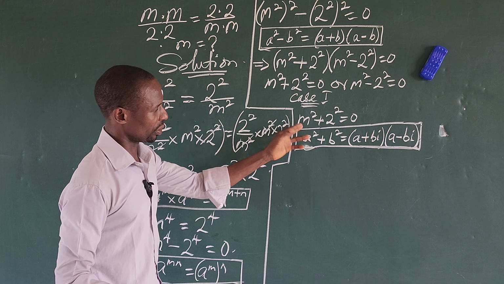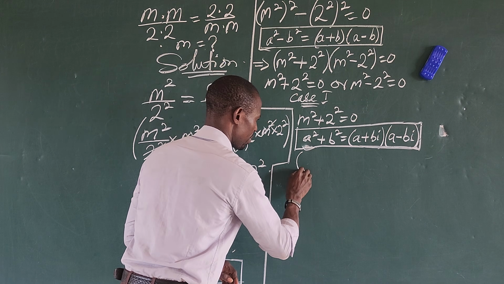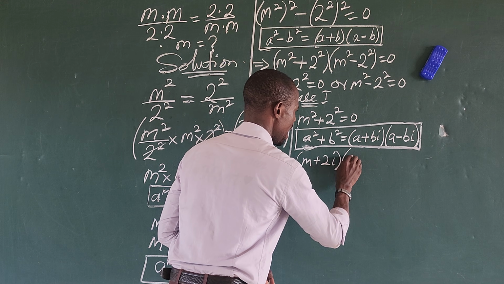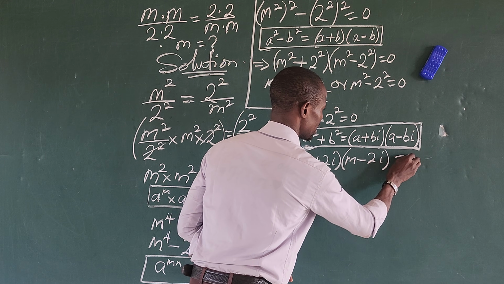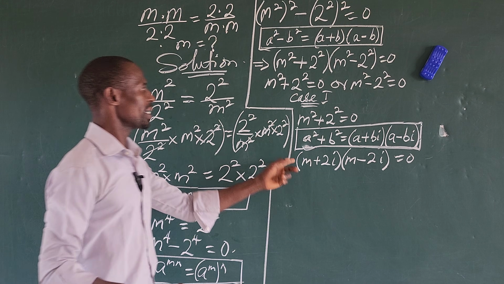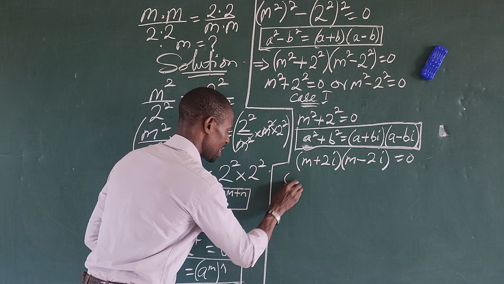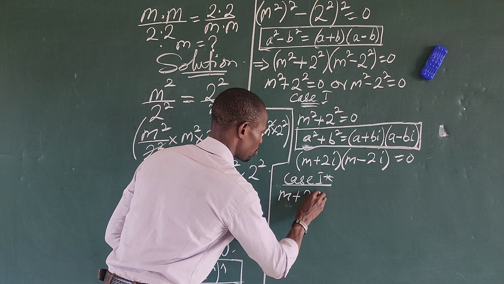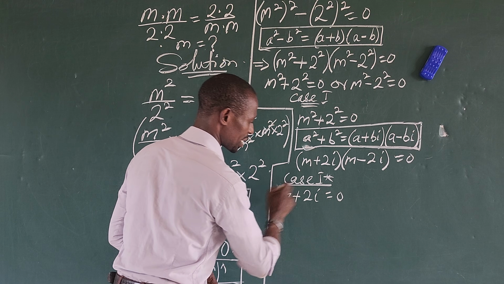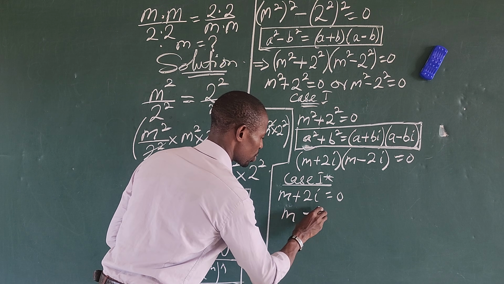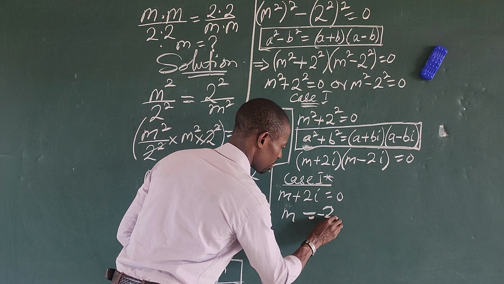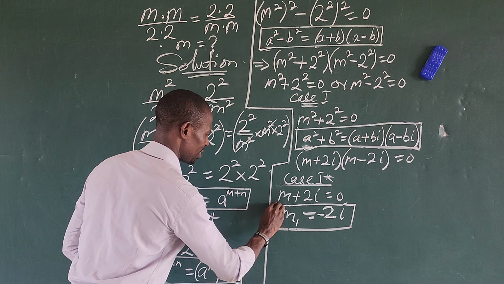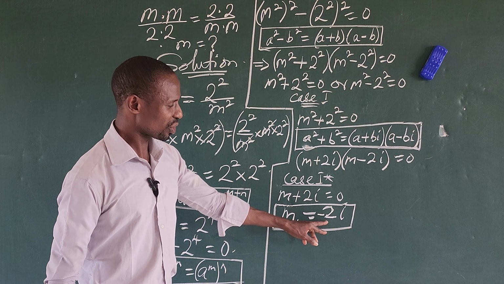Okay, so what does that mean? Our expression here could be written as (m + 2i)(m - 2i) = 0. So here again, we have case 1 of star. Then what does it say? We're going to have m + 2i = 0. So send this to this side of the equation. This is going to give us m = -2i. We're taking this as our m1. So this is the value of our m1, -2i.